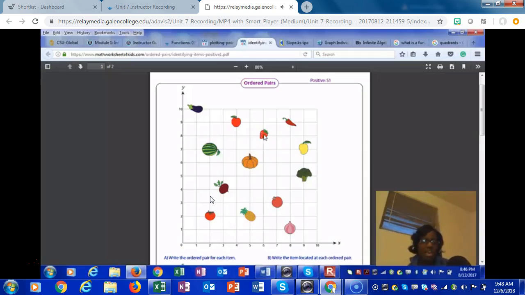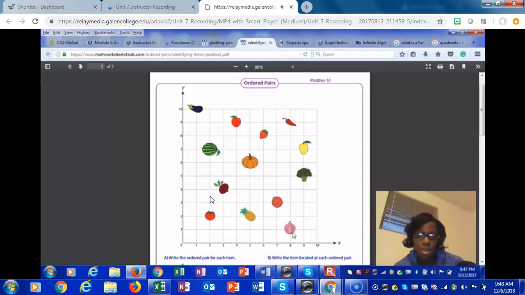Okay? Next, we have a strawberry. Starting at 0, going over to 6, going all the way up to 8. So 6, 8 is a strawberry. Now, I don't know what this is, but we're going to call it a fruit. So starting at 0, going all the way over to 7, and going up to 3. So 7, 3 is this fruit.